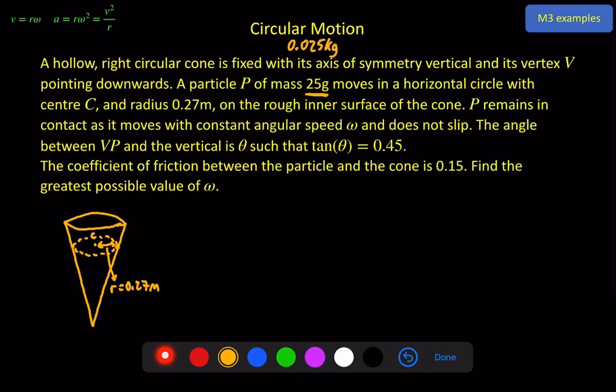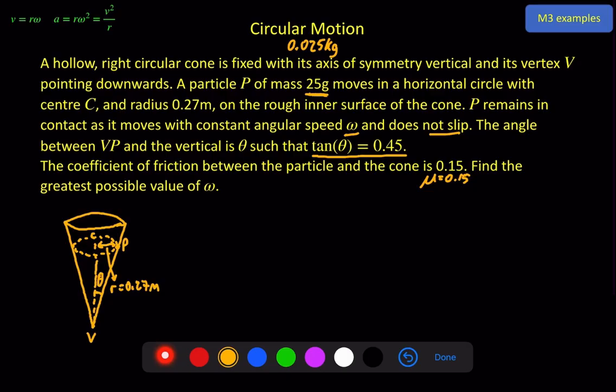P, this is particle P, remains in contact as it moves with constant angular speed omega and does not slip. The angle between V, which is the vertex, and P and the vertical is theta, such that tan theta is equal to 0.45. So if I end up with sines and cosines, I will want to divide to get my tan theta there. The coefficient of friction between the particle and the cone is 0.15. Find the greatest possible value of omega.